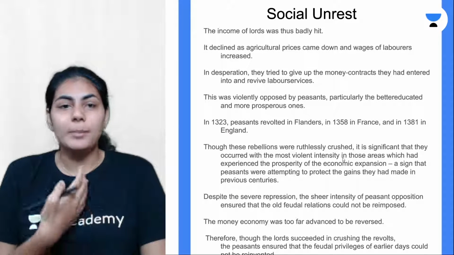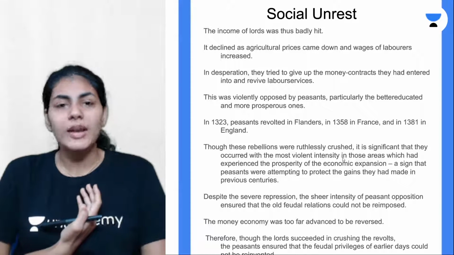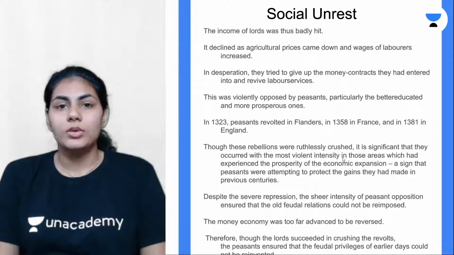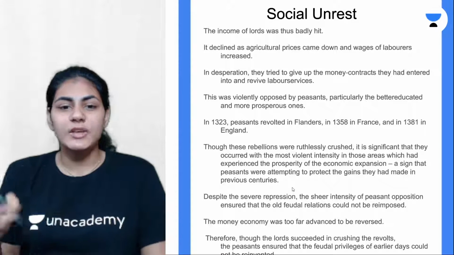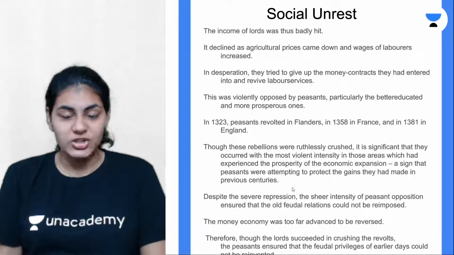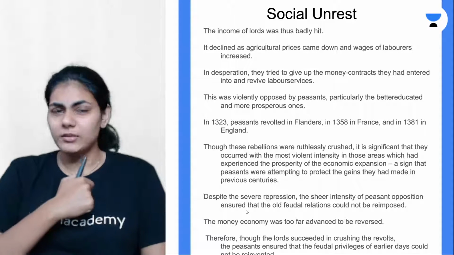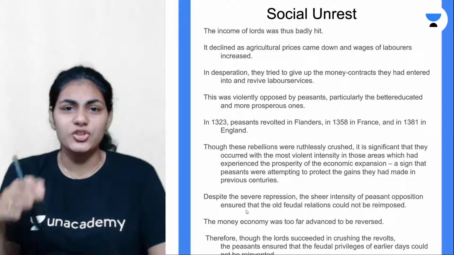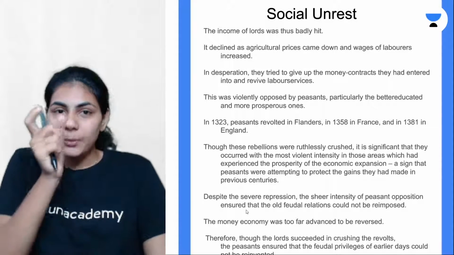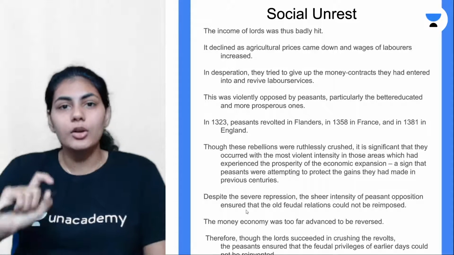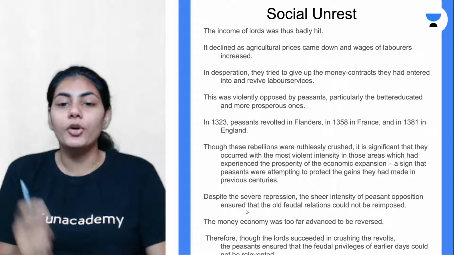So peasants are trying their best to safeguard their interests and to oppose the lords, who are being ruthless, right? Despite the severe repression, with so much force being applied onto the peasants by the lords to crush the rebellion, the sheer intensity of peasant opposition shows that peasants in the 14th century are no more quiet. They're very vocal, right? They started protesting, they started rebelling. Whether the rebellion is successful or not is a secondary thing, but the mere act in itself resulted in the destruction of the old feudal relations.